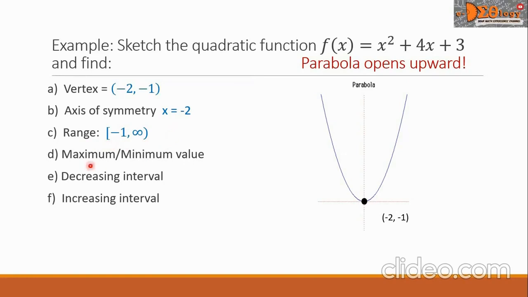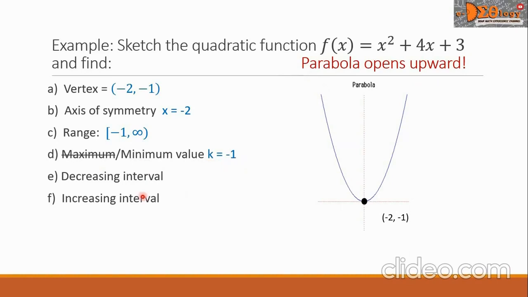Now letter D, maximum or minimum value. Since the parabola is opening upward, we have a minimum value. There is no maximum value because the parabola is going up continuously. So the minimum value is that k equals the f of h. No need to compute for this. The k value we can simply copy from the y coordinate of the vertex. So k equals negative 1. So we are done with letter D.